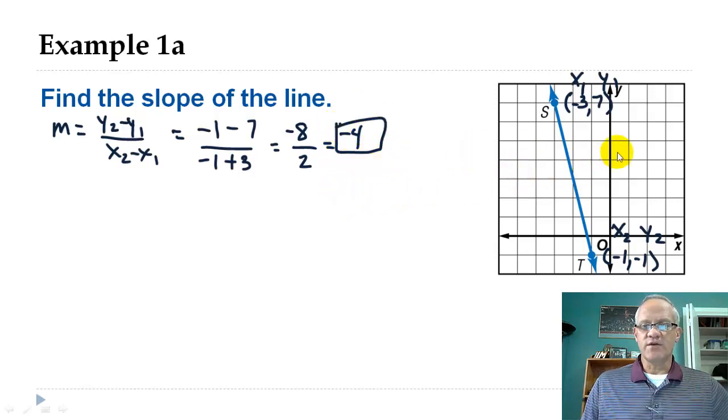The other way, if you have a graph like this that you can look at, you can just count it off on the graph itself.